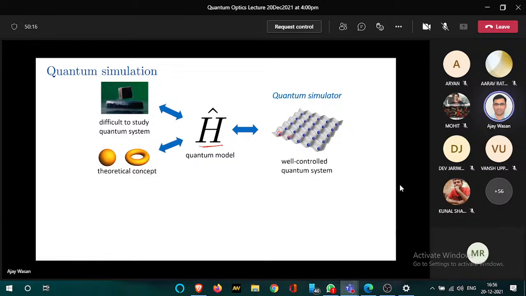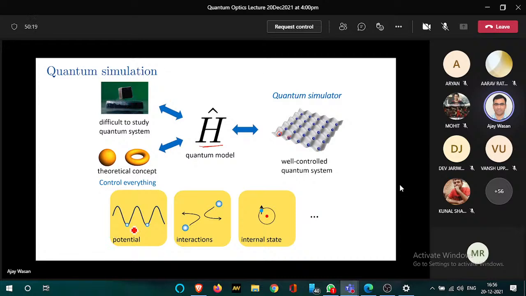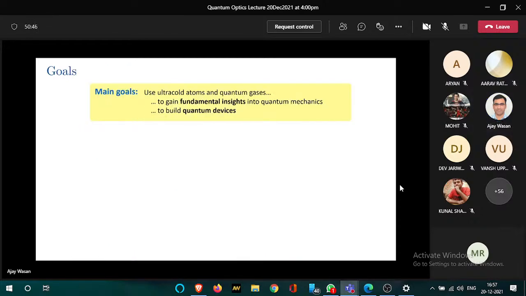So the theoretical concepts are clear. Here we trap the atom, then study the interaction between them. We can control the inner state, whichever state we want to put the atom in. We can do everything right now. For all this purpose, we need ultra cold atoms. The atom should be controlled by us only, from outside. So as I said a few slides back, we will be using this to understand quantum mechanics and quantum devices.